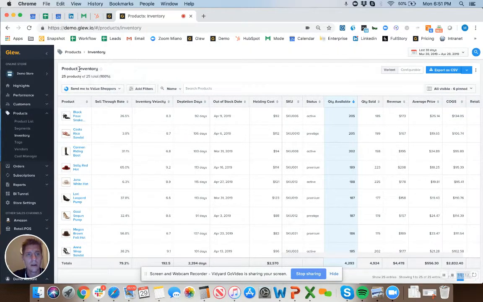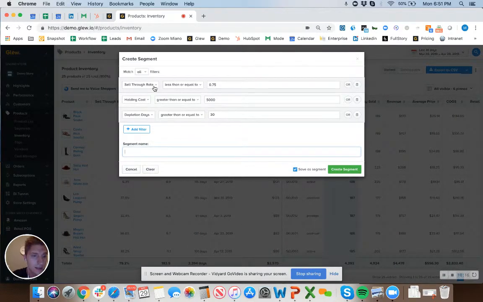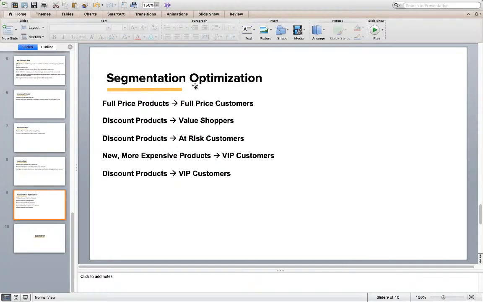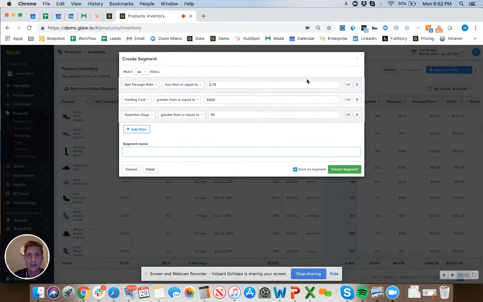Now, the key is creating segments. We want to match up the right segment of products with the right segment of customers. This is called segmentation optimization. And the first exercise we're going to practice is full price products for full price customers and discounted products to value shoppers. If you're not familiar already, a value shopper is someone who only buys when there's a discount.